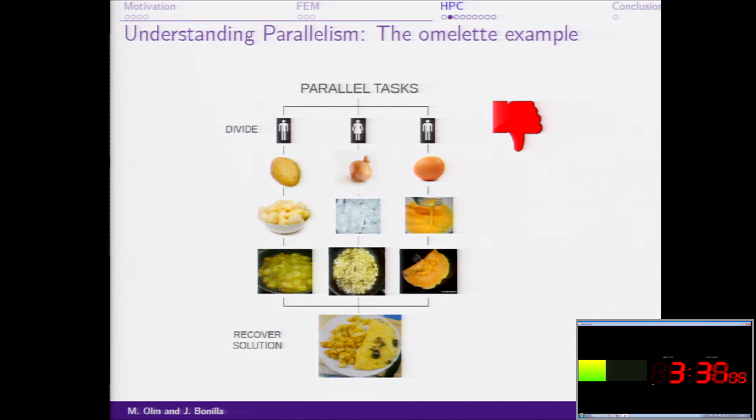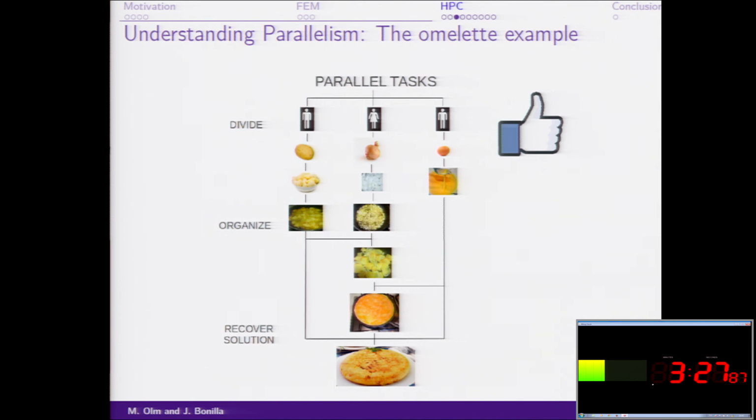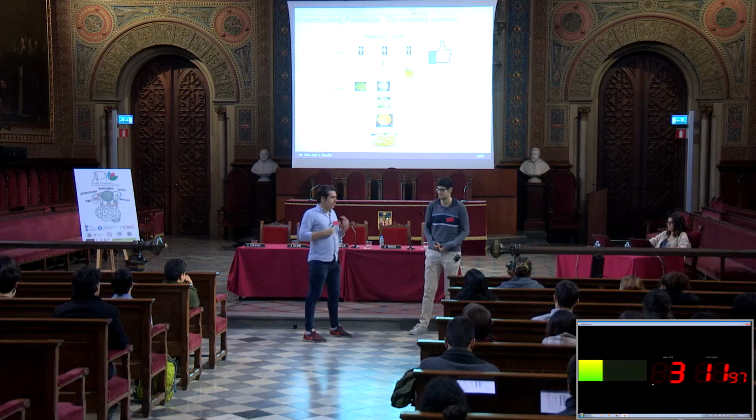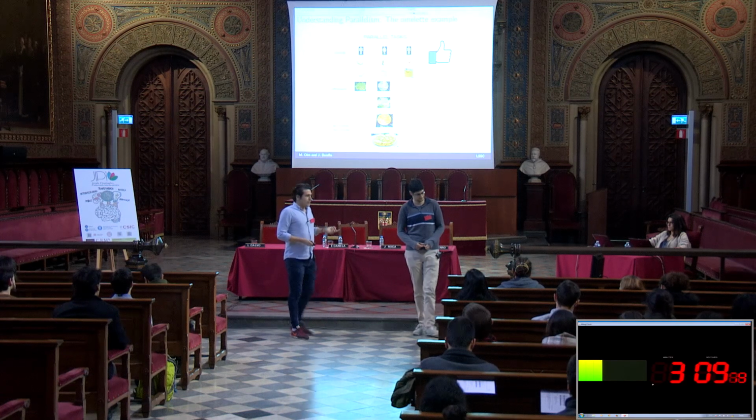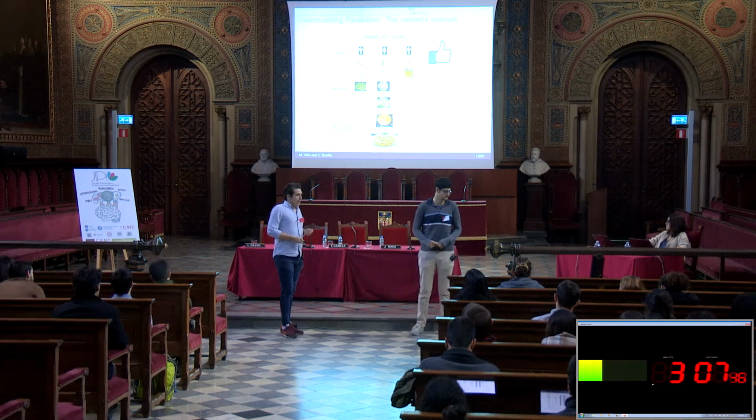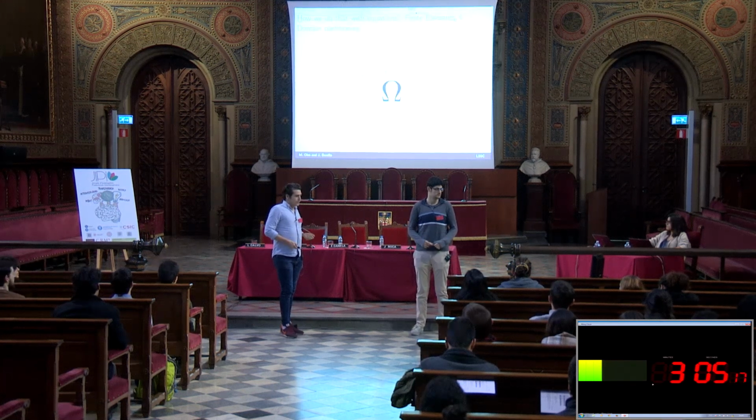What may happen is that if everyone does their task completely in parallel, we may not get the right solution. What we want is to get to the right solution, and dividing and recovering the solution is not enough. In the middle, something has to happen, some organization, some communication, one saying to the other, okay, I'm done, I can give my ingredient to you. And this is what we try to do with our system of equations.